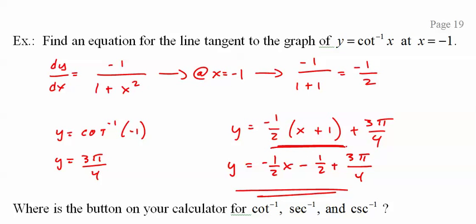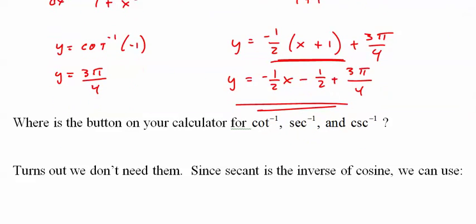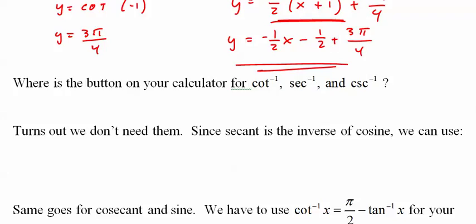Now, last little thing, where's the button in the calculator for cotangent to the negative first, secant negative first, cosecant negative first? Well, they don't exist. So we have some tricks since we're talking inverses here. Secant, write these down. Secant to the negative first of x equals cosine to the negative first of 1 over x.